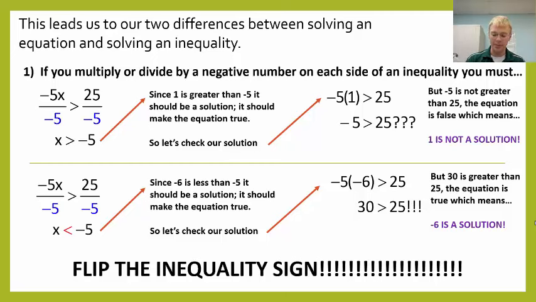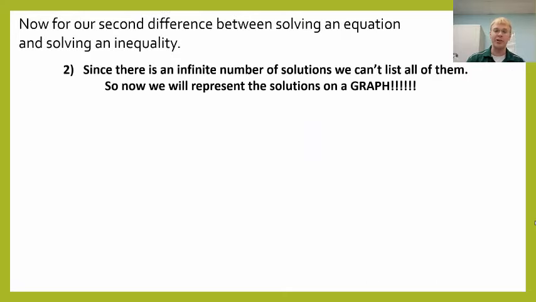Okay, so the second difference here is that there are an infinite number of solutions to every inequality. And it's impossible for us to list all of them. So how can I represent all of the solutions if I can't actually write them down? Well, we're going to represent the solutions on a graph here.